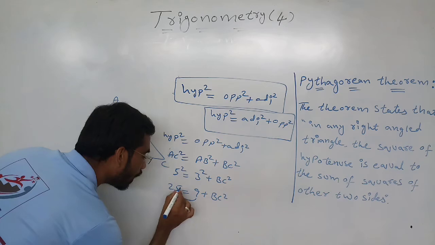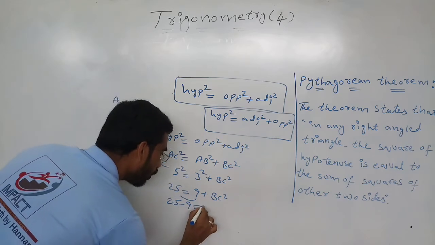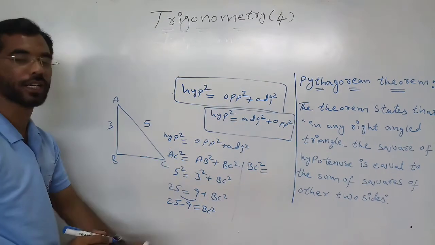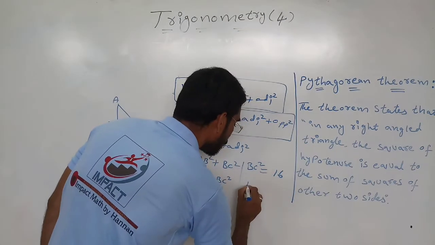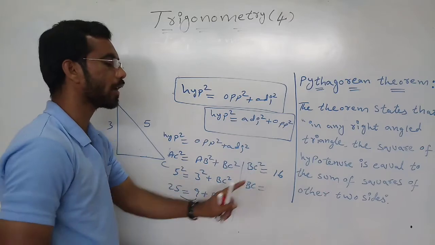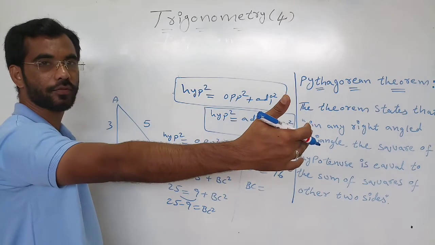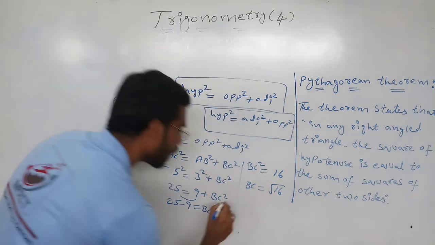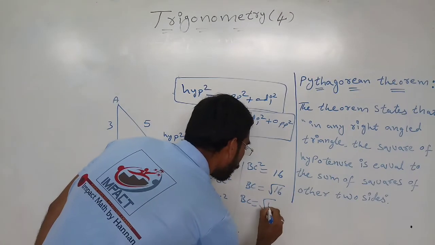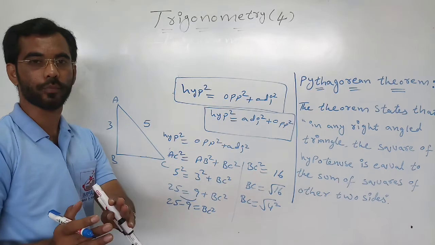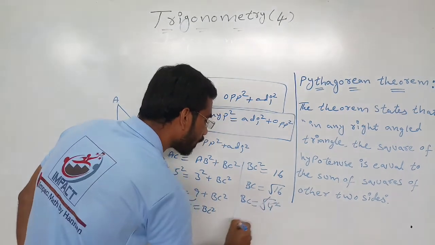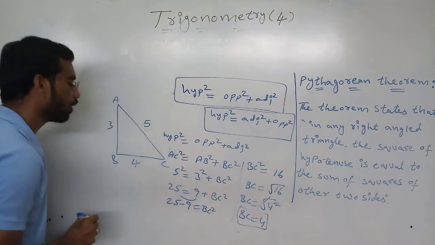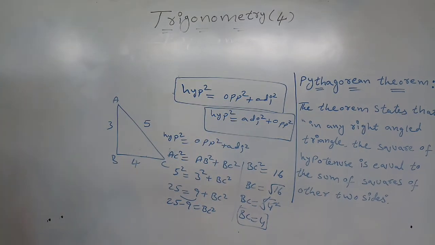Now take this 9 towards the left hand side, 25 minus 9 is equal to BC square. Now BC square is equal to 25 minus 9, how much is it? 16. Then BC is equal to, if you are sending the square to the left hand side or right hand side, it will become root. Now 16 can be written as 4 square. 4 into 4, how much will it be? 16. Square and root get cancelled. BC is equal to 4. Okay, BC is 4.